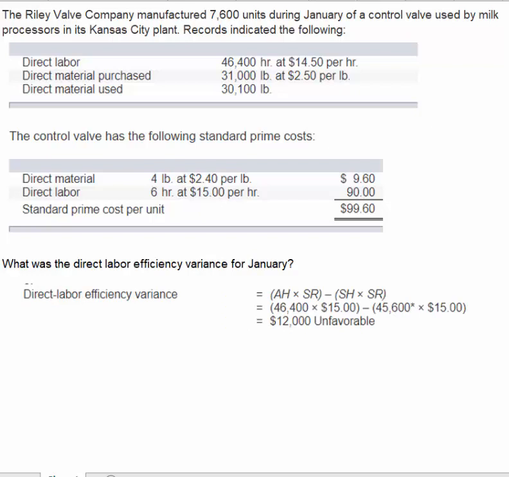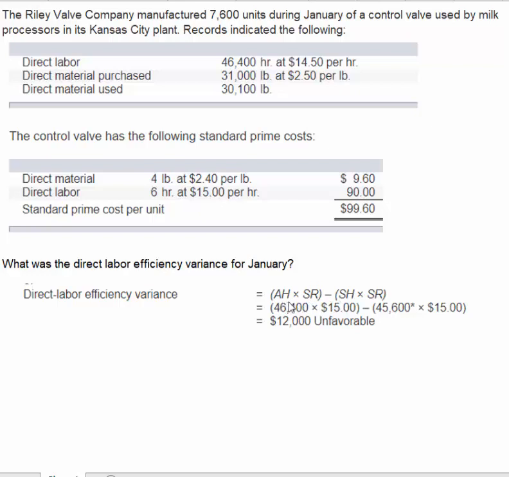Okay, and finally we'll tackle the direct labor efficiency variance. Now keep in mind, sometimes this is called direct labor usage variance, and sometimes I've heard it called the direct labor quantity variance, but usually direct labor efficiency variance gets used quite often. And here what we're determining is we're taking the standard rate of direct labor and comparing it to the actual hours used versus the standard hours.